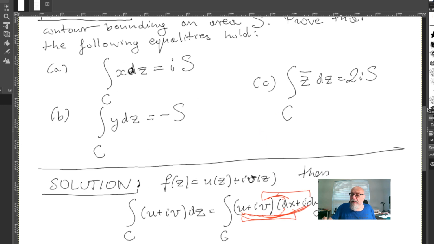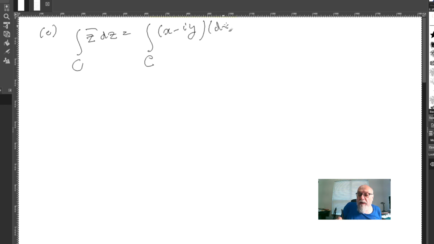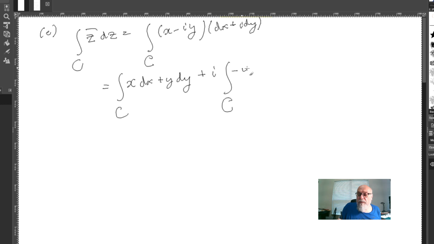Okay, I actually have more space here. Let me do the case number C. Here we have the integral over C of z bar dz. Let's rewrite it: this will be x minus iy, times dx plus I dy. Let's separate the real parts. I'm getting x dx, and the second one, plus y dy, and plus I, and the imaginary part will be minus y dx plus x dy.